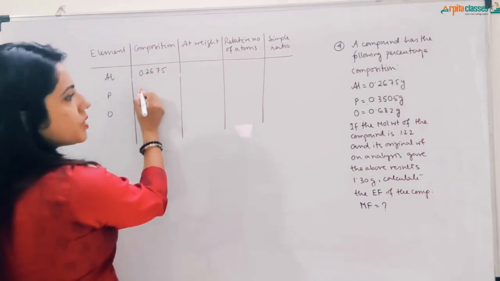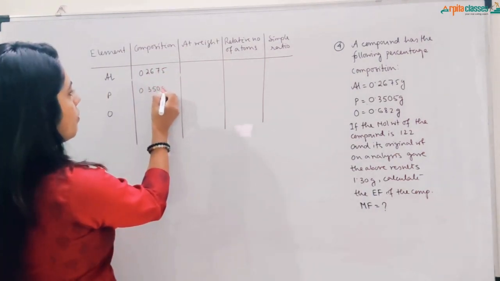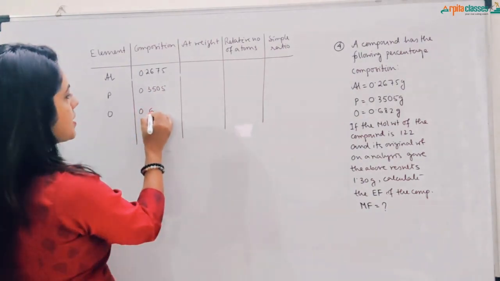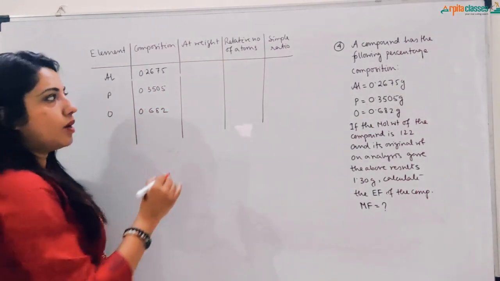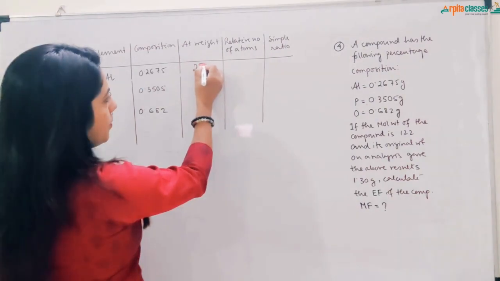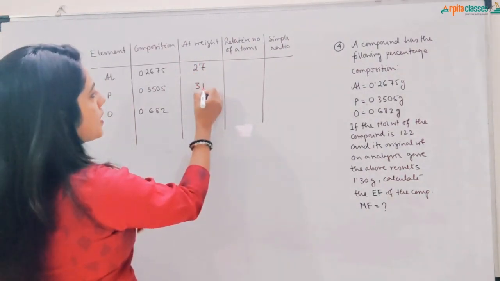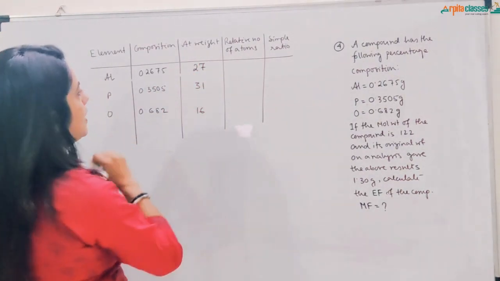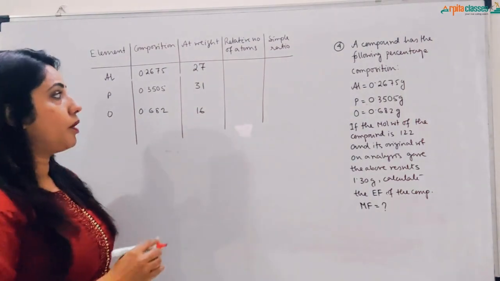0.2675. Phosphorus is 0.3505 and oxygen is 0.682. Atomic weights: the atomic weight of aluminium is 27, phosphorus is 31, and oxygen is 16. Now we have to find out the relative number of atoms.